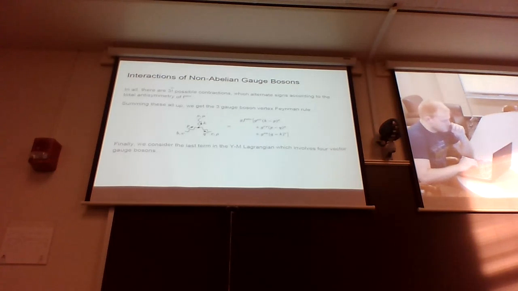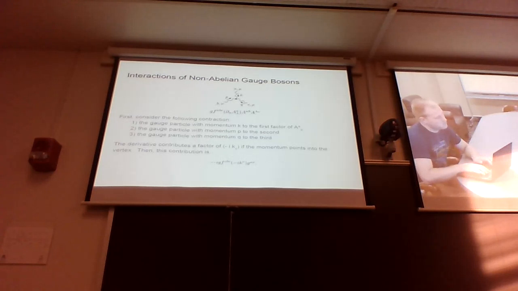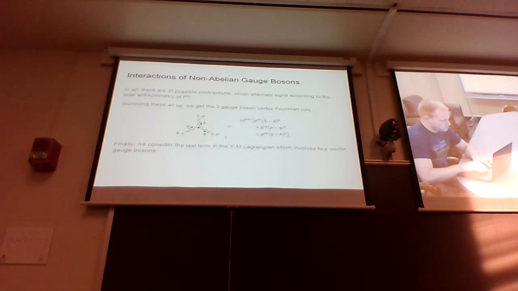But like I said, there are 3 identical particles, so in general there's 3 factorial, so there are 6 possible contractions. Each of these is going to alternate signs due to the total antisymmetry of f^{ABC}. So I can take this expression and start interchanging things, but I have to keep track of what I'm interchanging because of the antisymmetry. When you sum all these up, you get 6 possible terms, but you can group them into basically 3 terms.